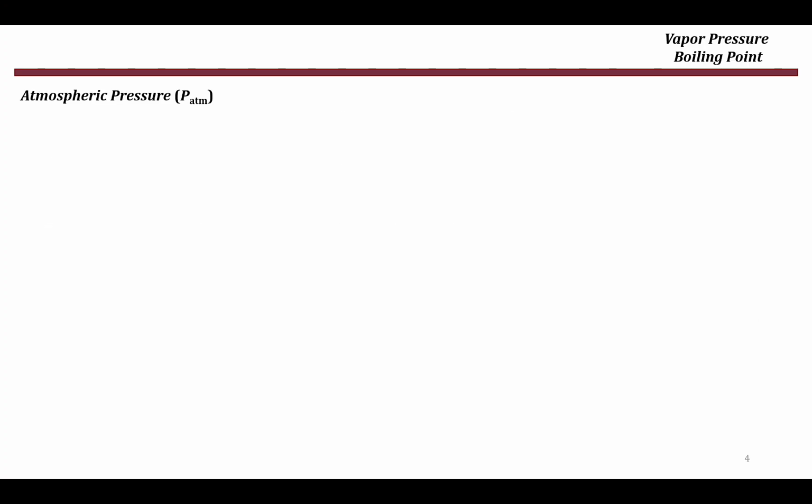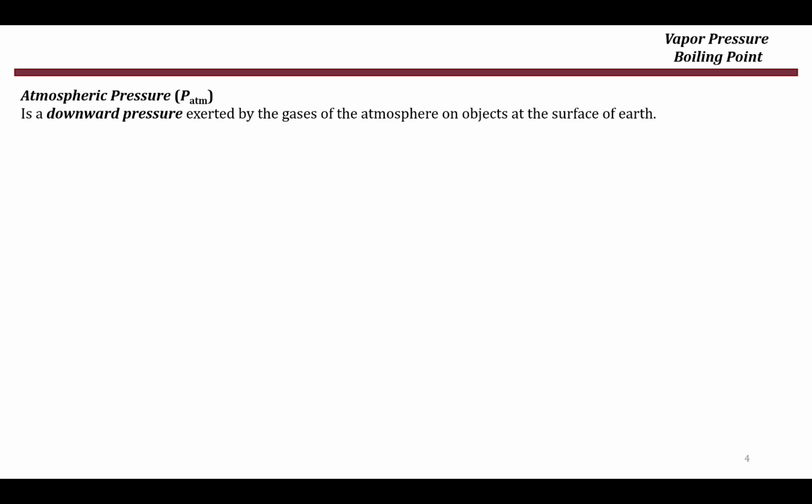Atmospheric pressure. What is the relationship between atmospheric pressure, vapor pressure, and boiling point? Atmospheric pressure is a downward pressure that is exerted by the gases of the atmosphere on objects at the surface of Earth. We all know that the atmosphere of the Earth is filled with gases. These gases exert a pressure on all objects that live on the surface of Earth, and this pressure is called the atmospheric pressure. Usually at sea level, atmospheric pressure is equal to 1 atmosphere or 760 millimeters of mercury.